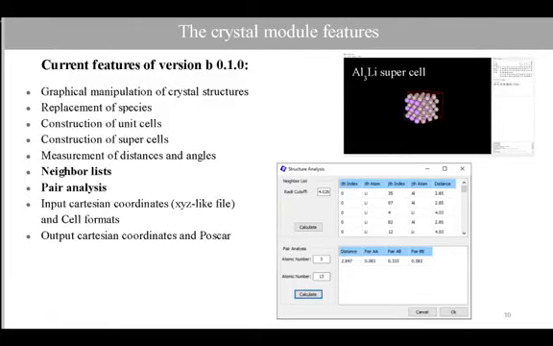Some of these features are already present in the first beta version and are given in detail in the list on the left side of the slide. The figure in the top right corner shows the supercell of Al3Li, and in the figure below we find the neighbor list and the pair analysis of this structure.